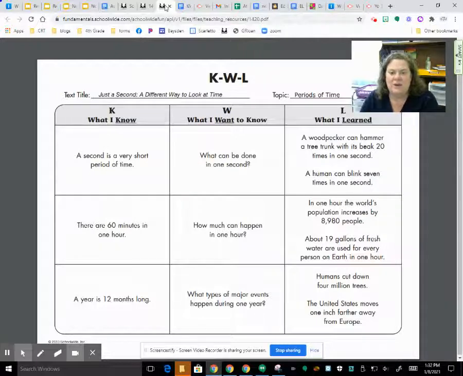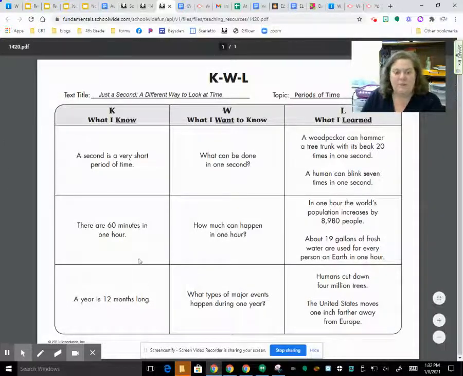And so on this chart, you are probably fairly familiar with a KWL chart. What we know is that a second is a pretty short length of time. But then a question that we might have was what can be done in a second? And so then this book answers that question in the learn part. We learned about the woodpecker and the human eye can blink 7 times in a second. And so we read the middle part of the book.